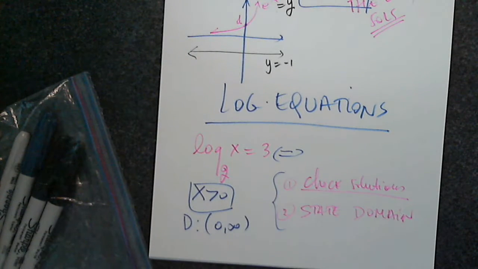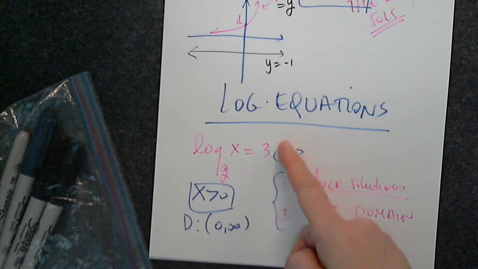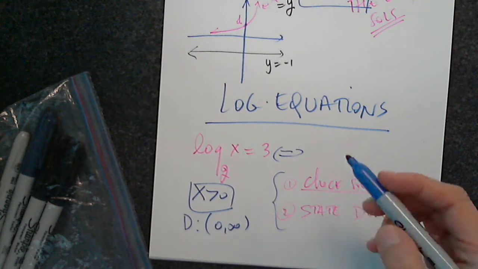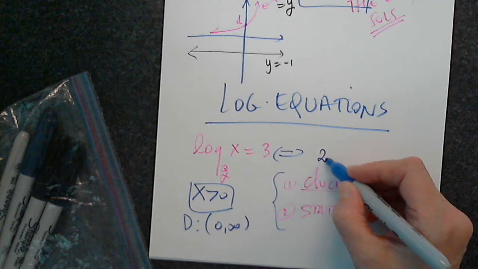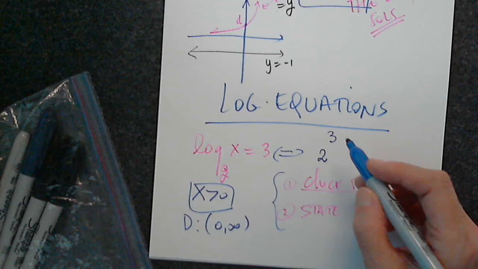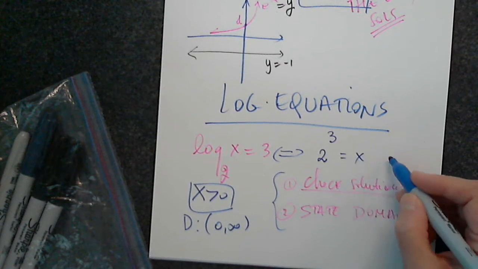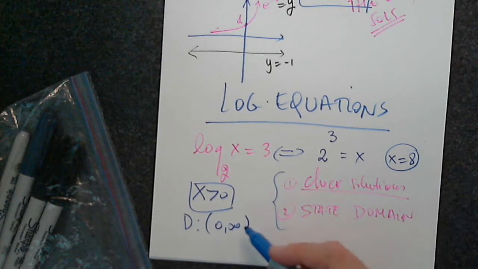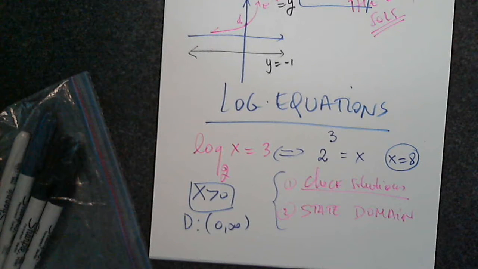So then, how do I change this log equation into an exponential equation? From the base, counterclockwise, to the third power: 2 raised to the third power equals x, which means x equals 8. It's a number greater than 0. We're done.